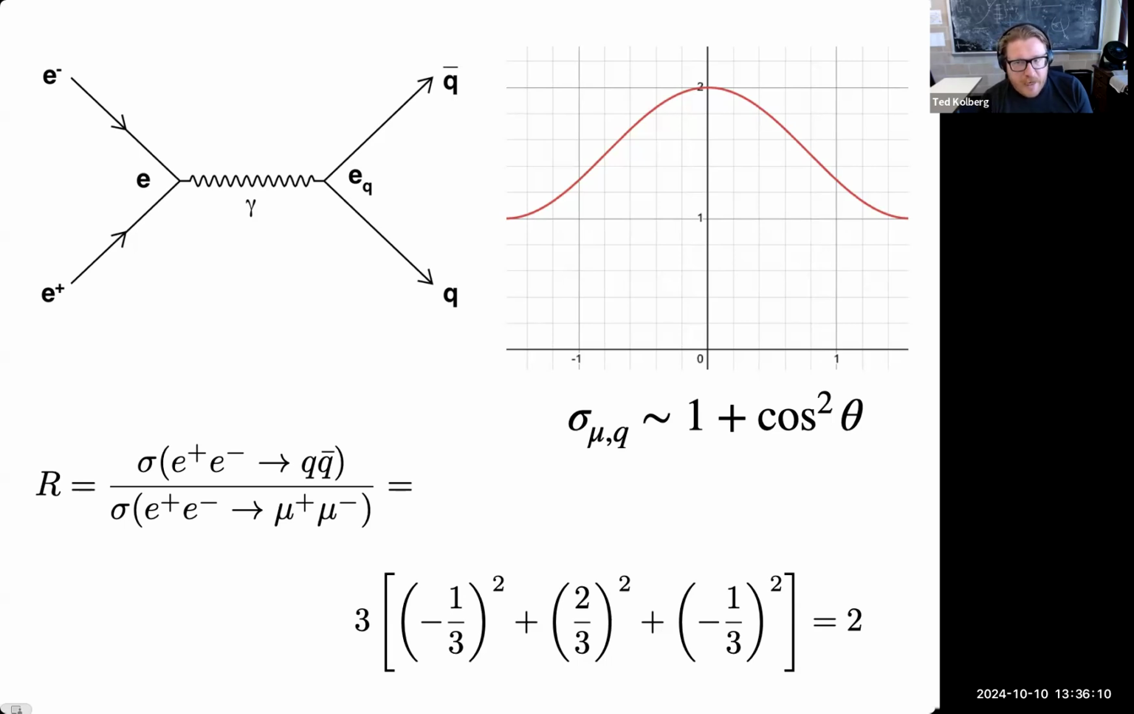But later on, people went back and carefully measured what the ratio is in the regime before charm turns on, and it does match this prediction. So that's a pretty strong indirect confirmation of this quark picture. Another piece of evidence, of course, came from the deep inelastic scattering experiments that we discussed in lecture 5.